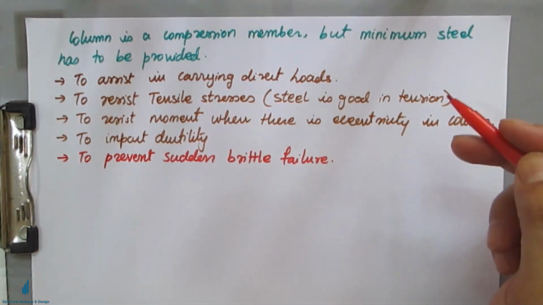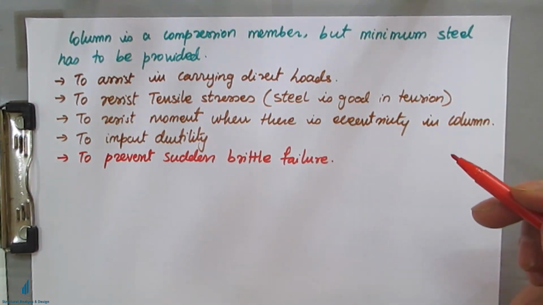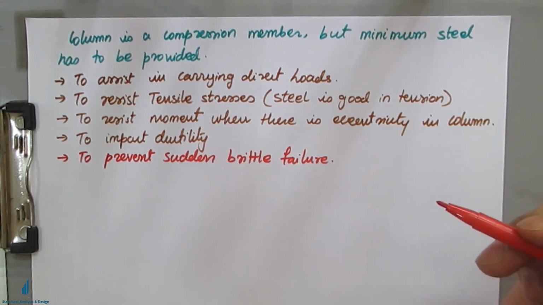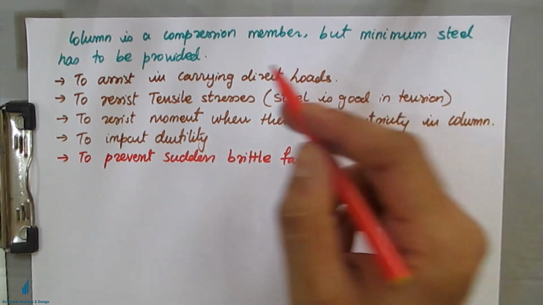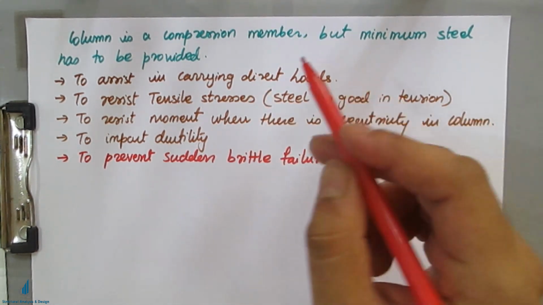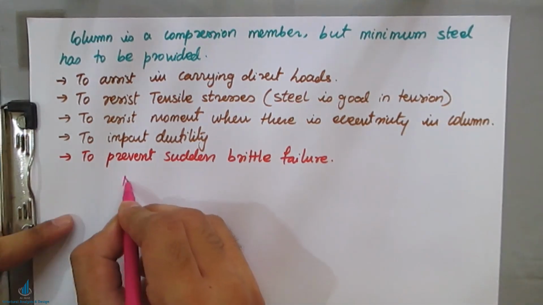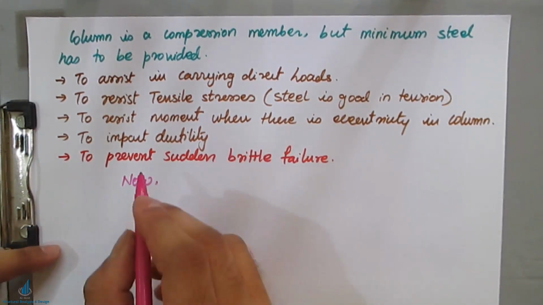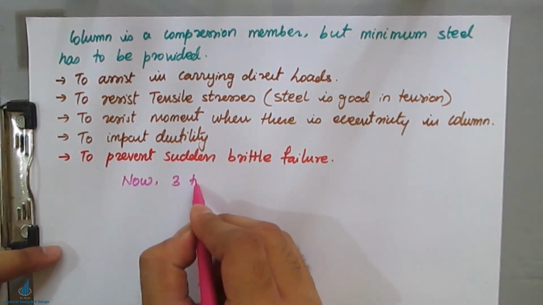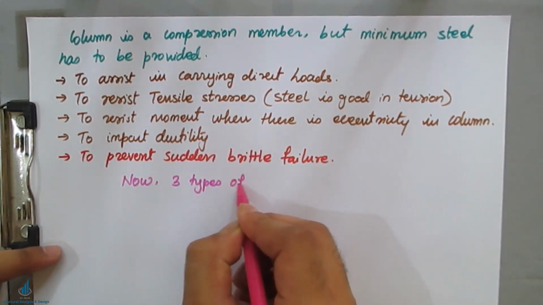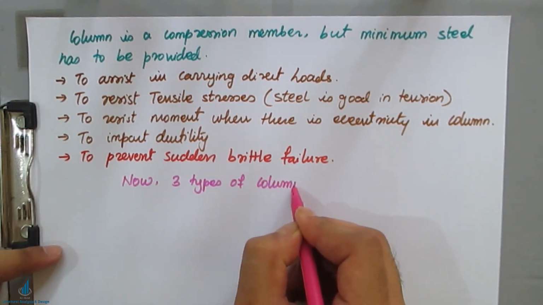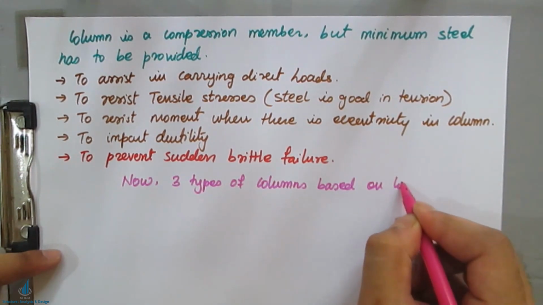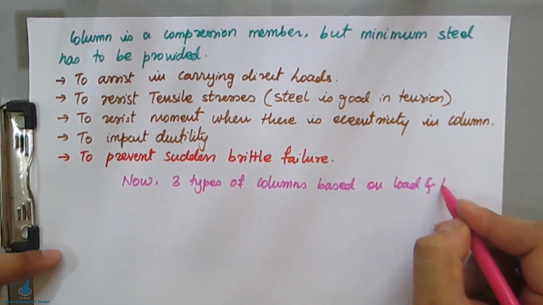So these are the 5 points you have to remember when they ask a question that why steel is important even though the column is a compressive member. So I hope I have cleared these doubts. Now mainly the column will be of 3 types, 3 types of columns based on load and bending.